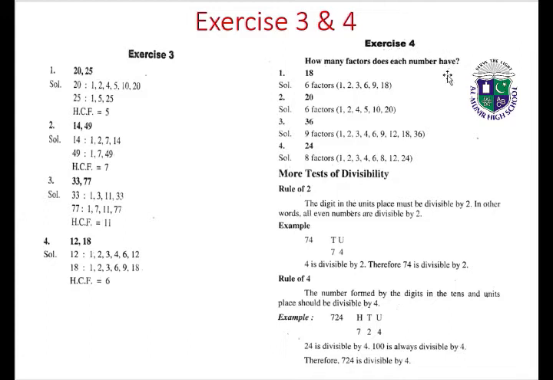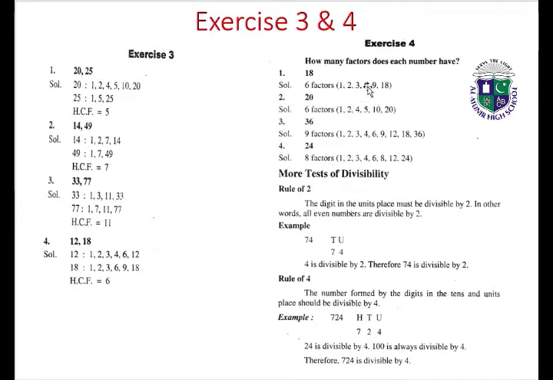Exercise number 4. How many factors does each number have? 18 has 6 factors: 1, 2, 3, 6, 9, 18. 1 times 18 is 18, 2 times 9 is 18, 3 times 6 is 18, 6 times 3 is 18, 9 times 2 is 18. The factors are 1, 2, 3, 6, 9, 18.